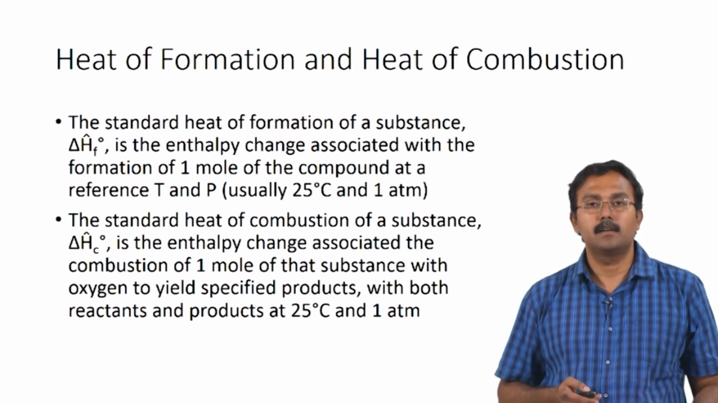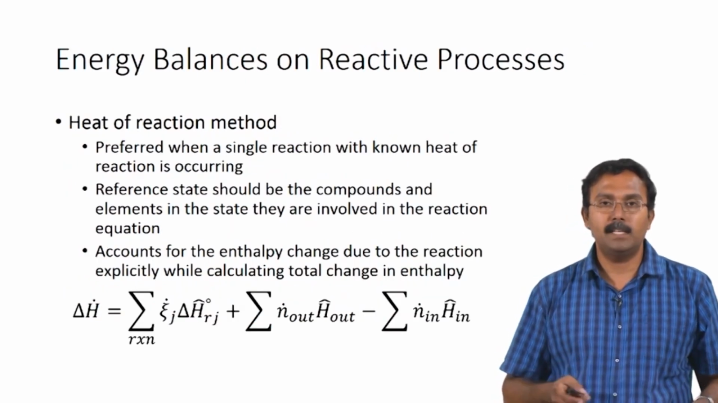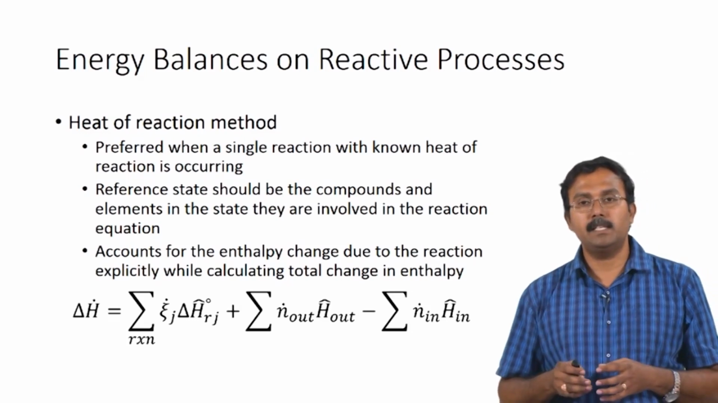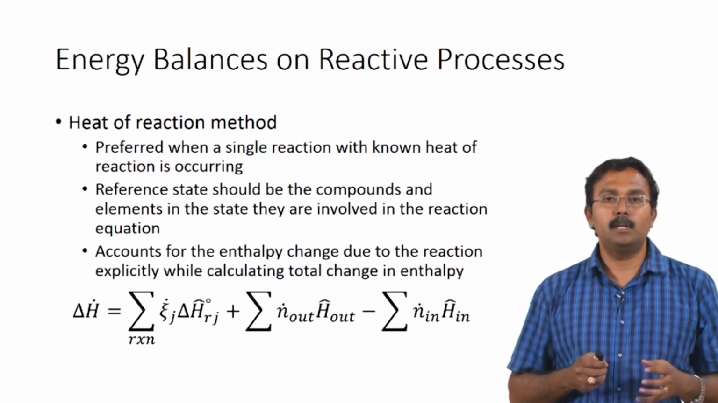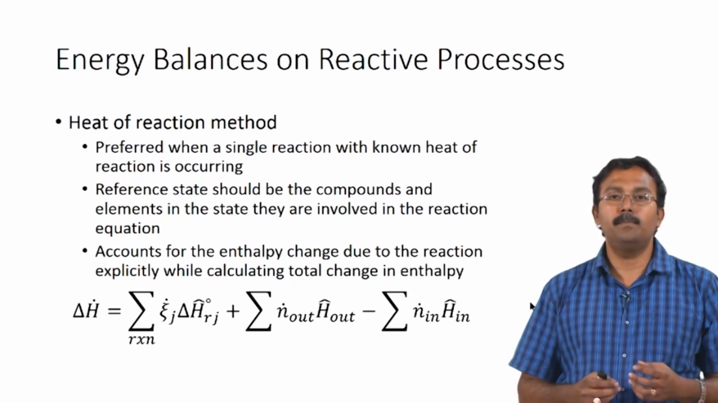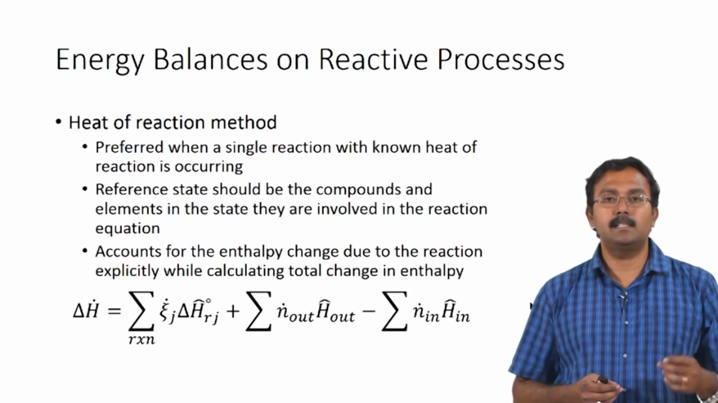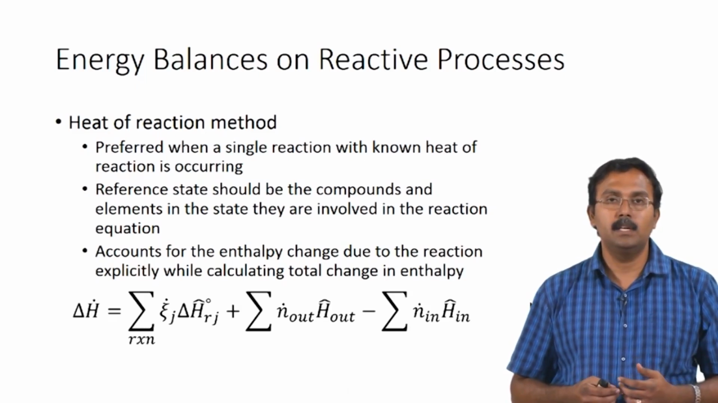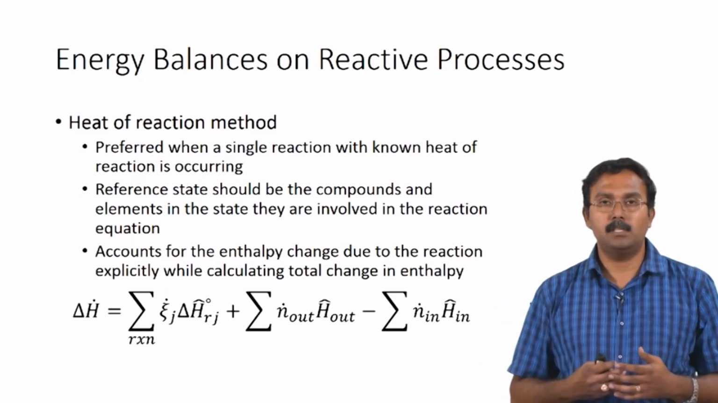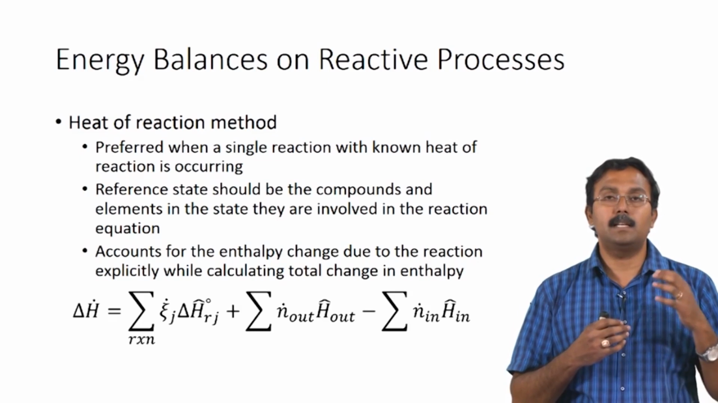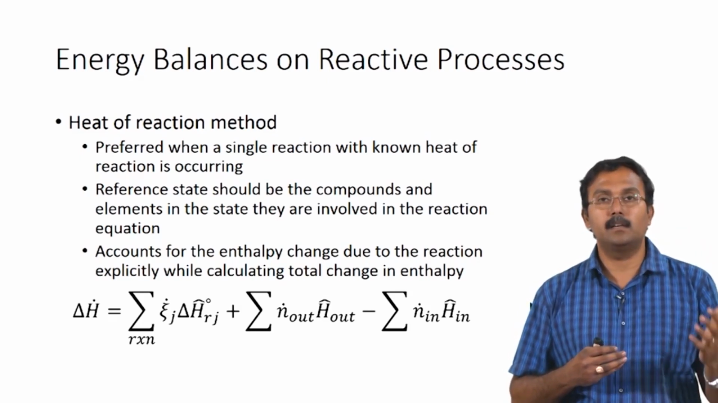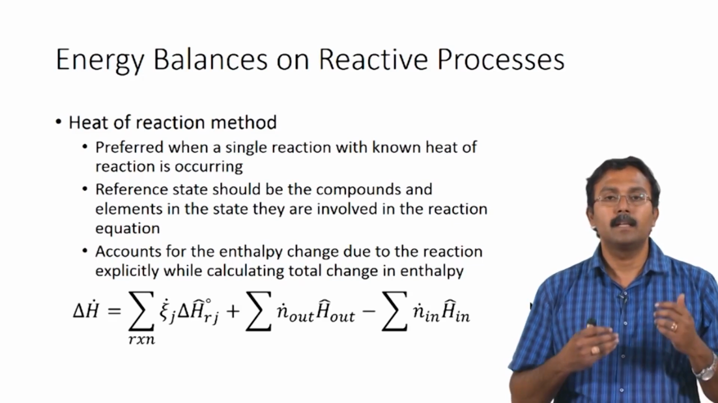So, when we perform energy balances on reactive processes, we can use the heat of reaction method or the heat of formation method. The heat of reaction method is usually preferred when you have a single reaction with a known heat of reaction. The reference state would be the compounds and elements in the state as they are involved in the reaction equation. Again, please remember, I am talking about the equation given, not the process itself. So, we would be using the temperature, pressure and phase as they appear in the equation, not as they appear in the process.